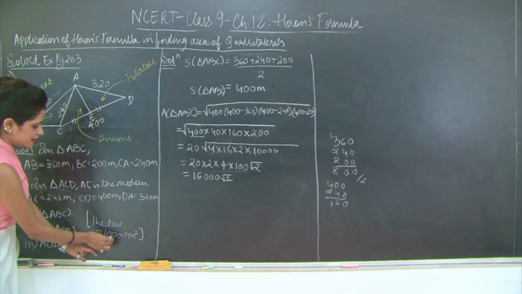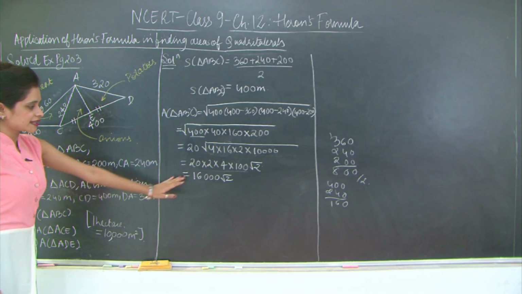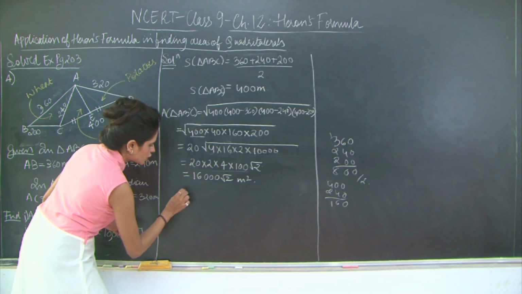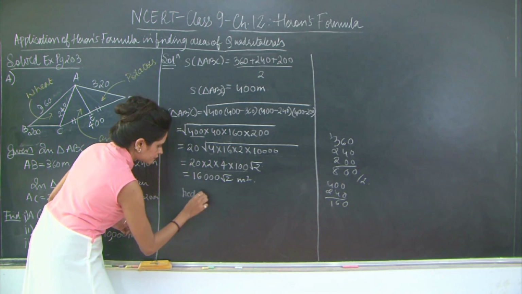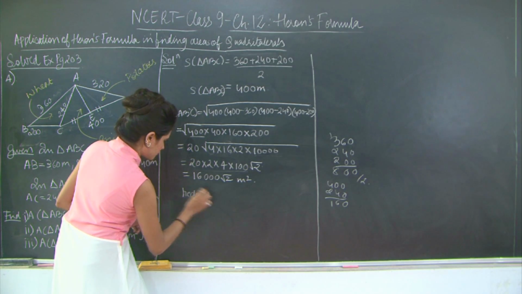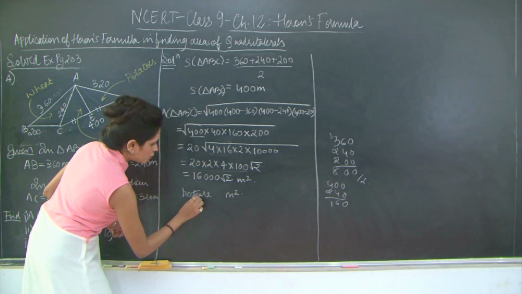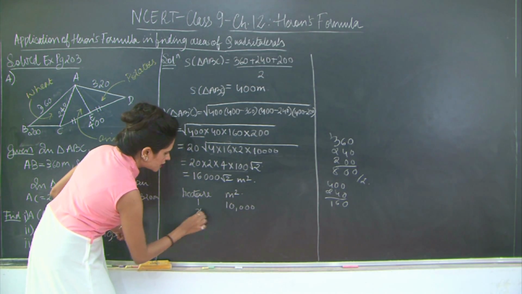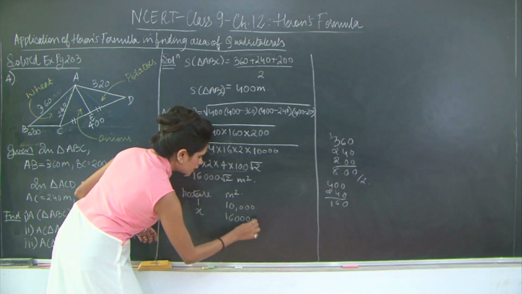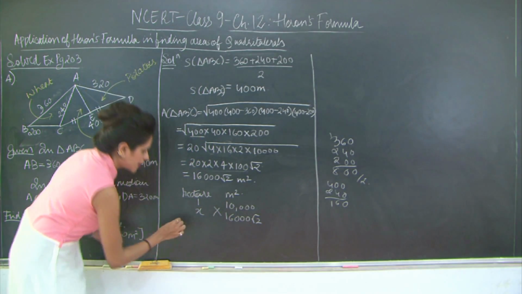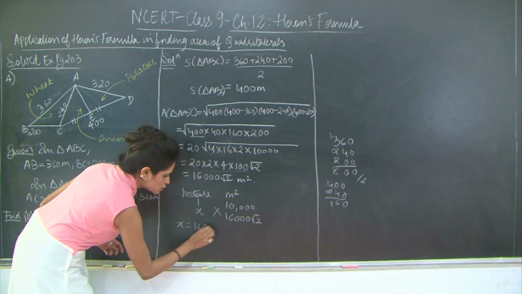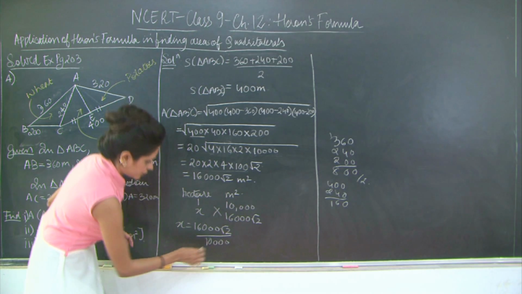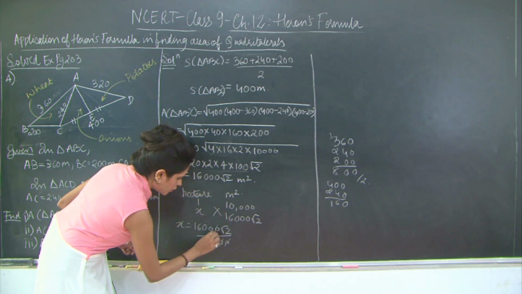Now the area is 16,000 root 2 meter square. 1 hectare is 10,000 meter square. So 16,000 root 2 meter square would be how many hectares? So I have hectare and meter square. 1 hectare is 10,000 meter square. So how many hectares would be 16,000 root 2? You cross multiply, what do you get? X is equal to 16,000 root 2 upon 10,000.